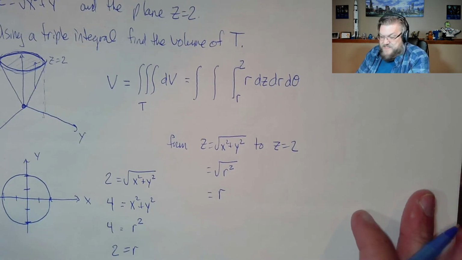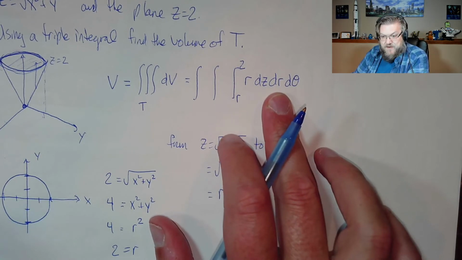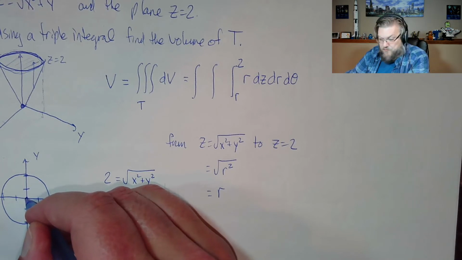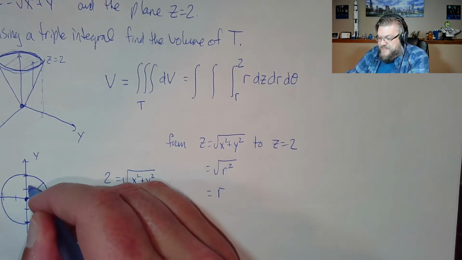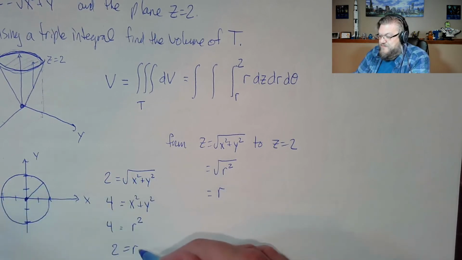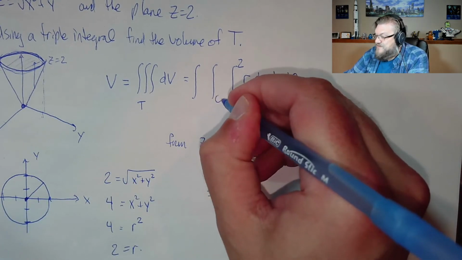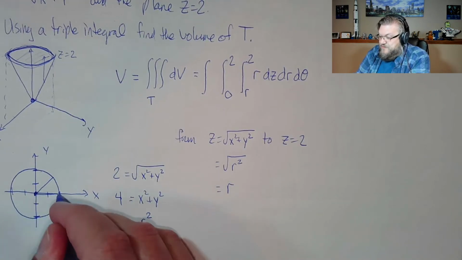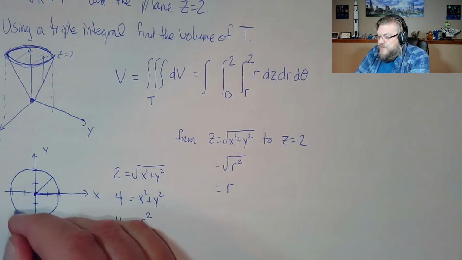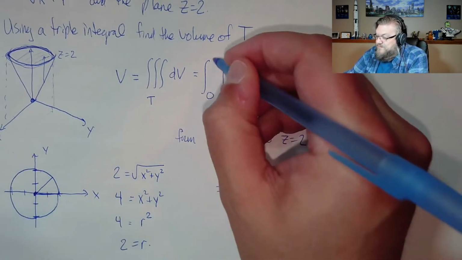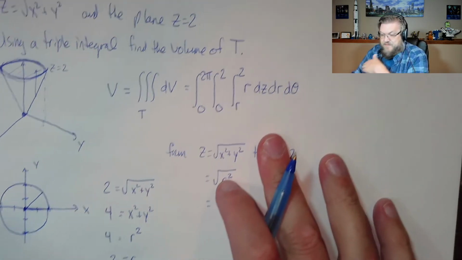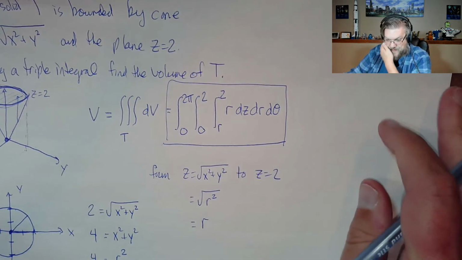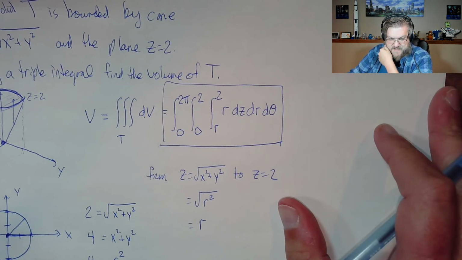So now, to continue on with this, what does r start from and end at? Well, it starts at the origin, at r equals 0, and radiates out until it hits r equals 2. There's going to be 0 to 2. And then theta starts at angle 0 and rotates all the way around to 2 pi. There's the setup. That triple integral will give us the volume of that cone. Okay? That gets us the setup for that.